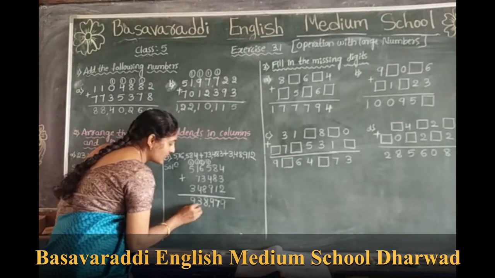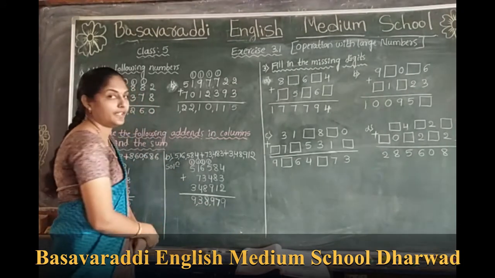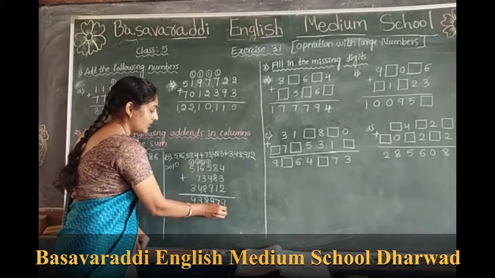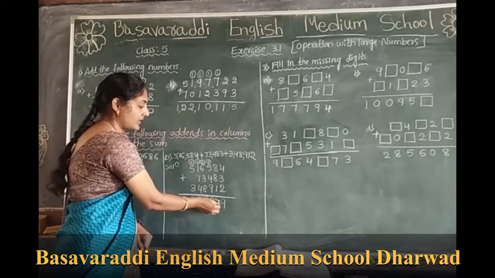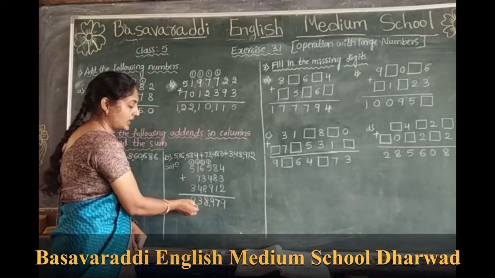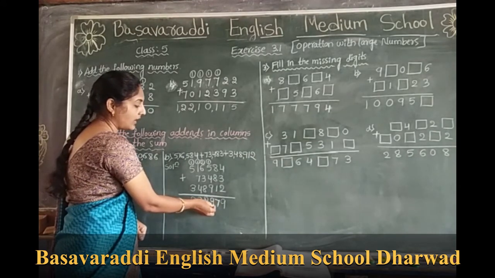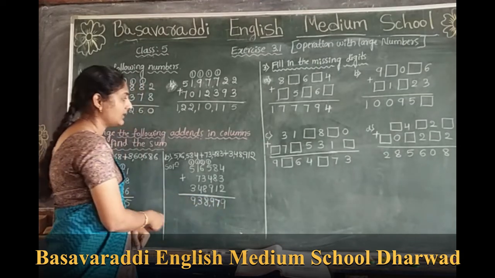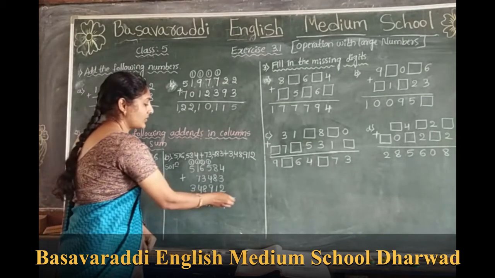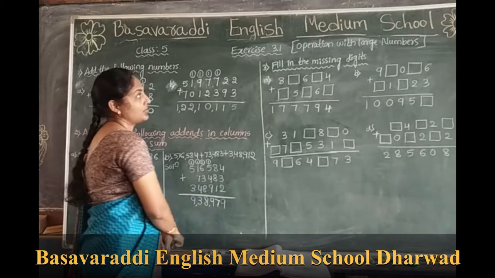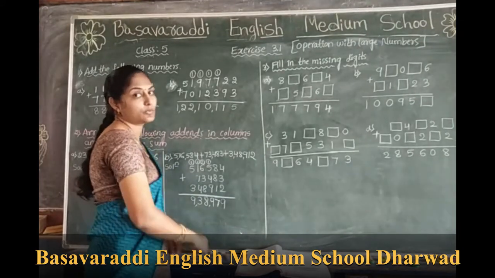Okay, insert the commas. Follow the Indian numeral system there. Ones, tens, 100, 1000, 10,000 and lakh. So 9 lakh 38,979. This is the second question answer here. Okay, next go to the third question. What is the third question there?